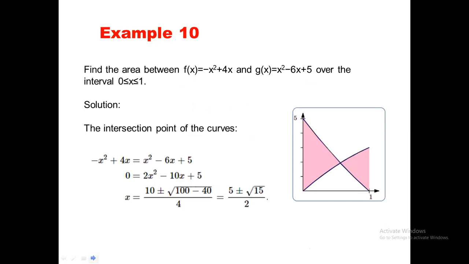Okay, example 10. This is our example 10. Find the area between the function f of x equal to negative x squared plus 4x and g of x equal to x squared minus 6x plus 5 over the interval 0 to 1. So this is the interval 0 to 1. This is 0 and this is 1. So you are to find the area in the pink shaded region here. So you have two areas. You have this one.